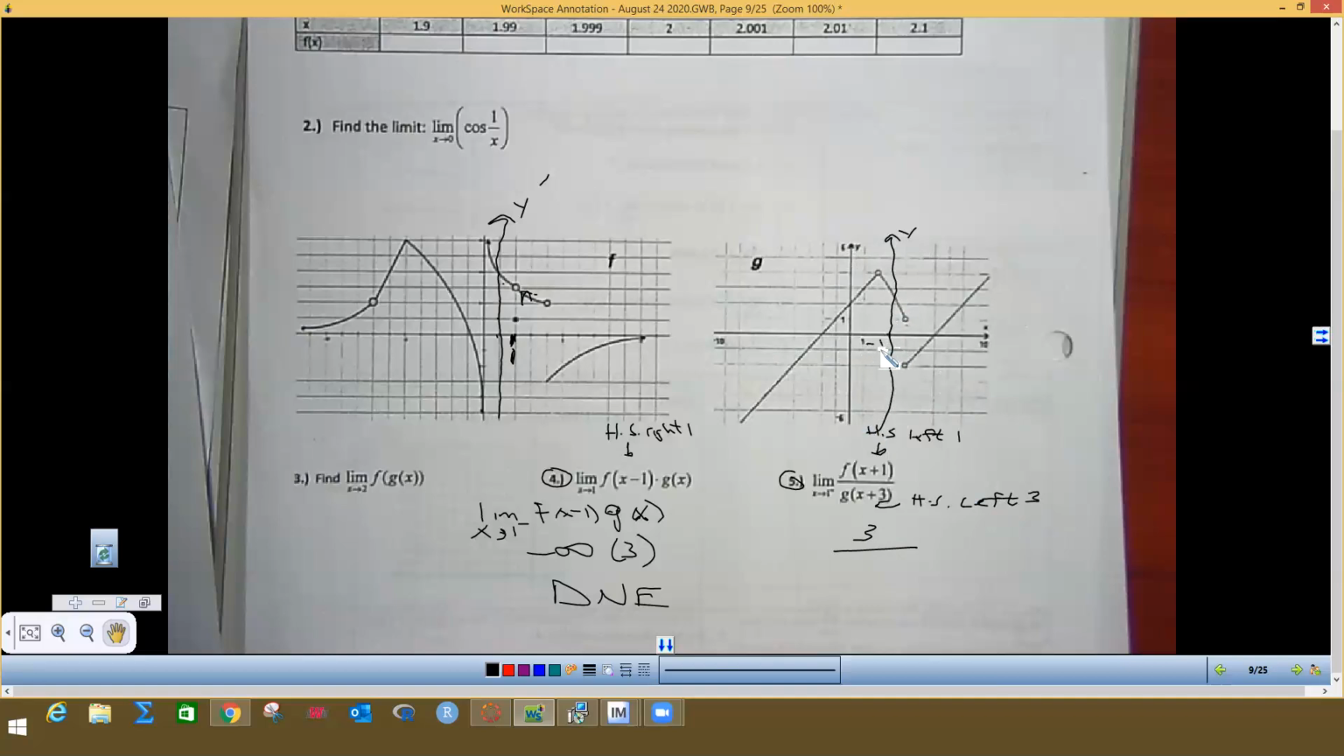And so this is -1 here, -2, and the y-axis is -3. And I'm going to approach 1 from the right here. So let's see, 1 is here. So from the right, we're coming down this way, and that value is -2. So that's going to be -2. So this is going to be my solution for number 5. Hope that helps. Talk to you guys later.